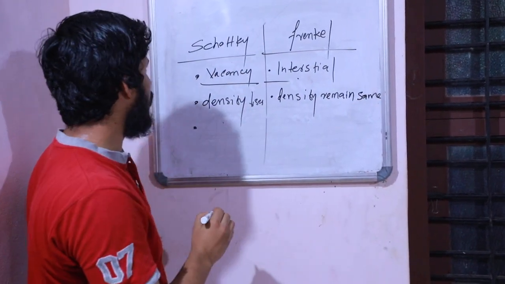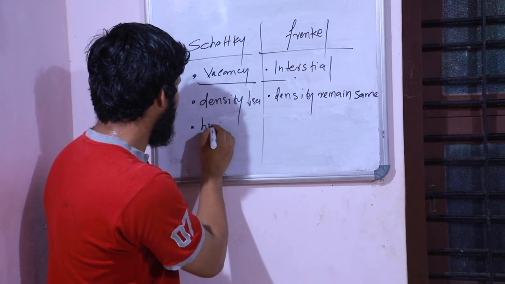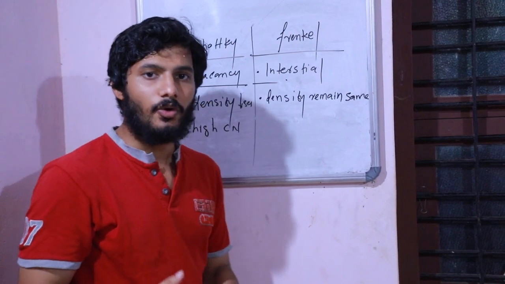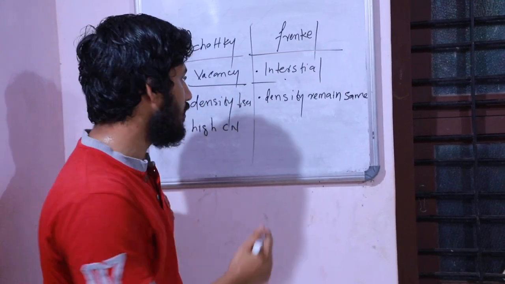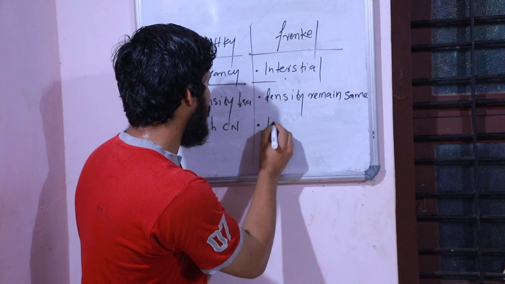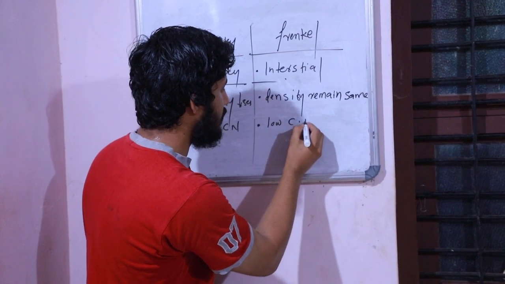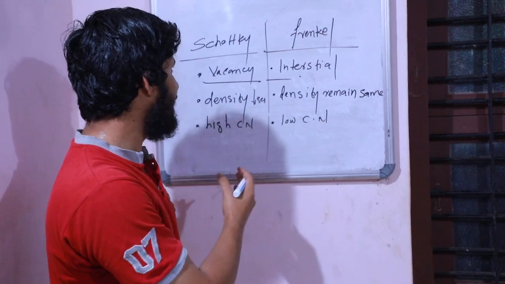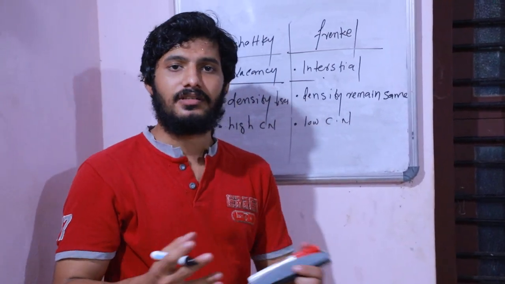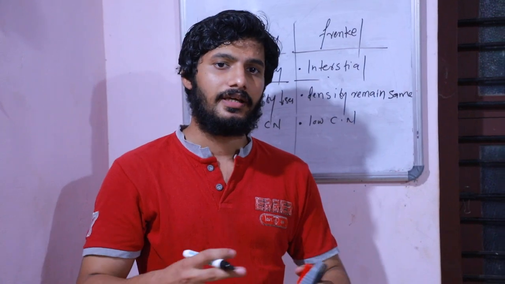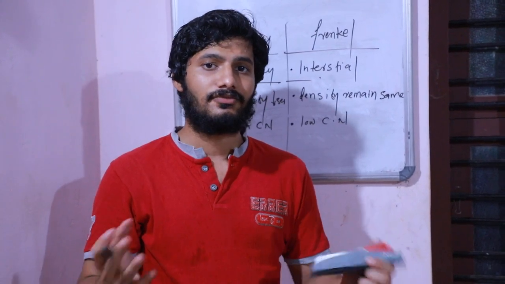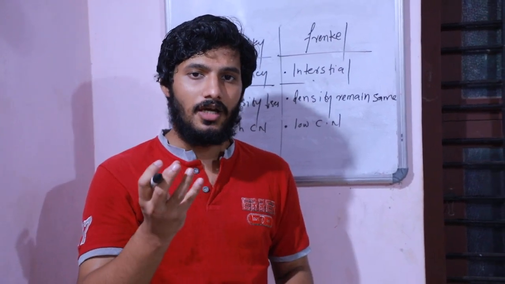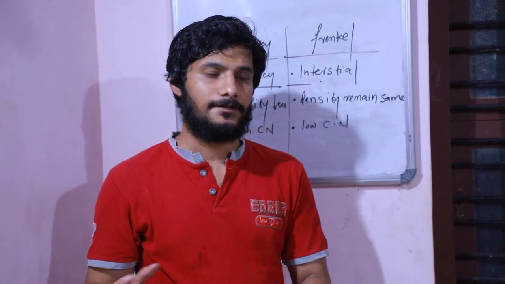The Schottky defect is shown by ionic compounds with a high coordination number, and the Frenkel defect is shown by ionic compounds with a low coordination number. In the Schottky defect, the anions and cations are of similar size, but in the Frenkel defect, the sizes of the anion and cation are dissimilar. The cation is much smaller compared to the anion.